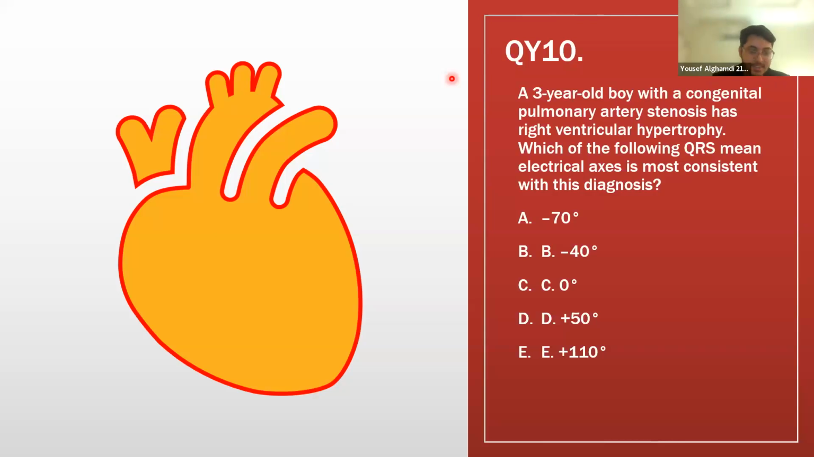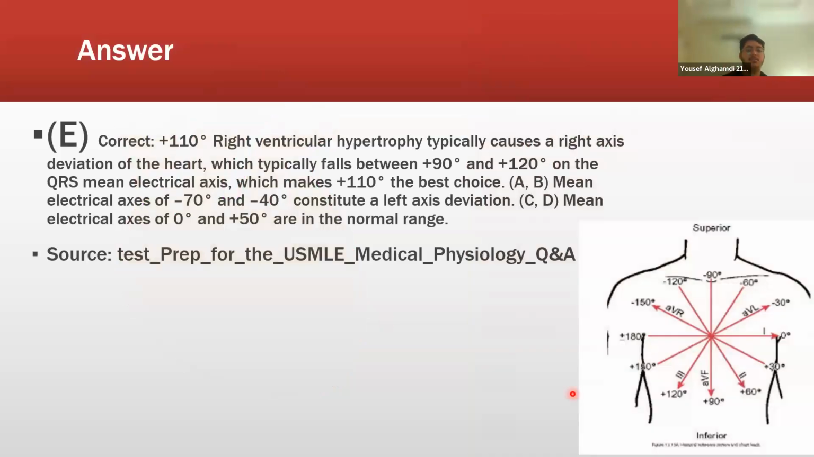So, the boy has right ventricular hypertrophy. Which of the following QRS mean electrical axes is most consistent with this diagnosis? Yes, it is E, 110, because like Yasser said, right ventricular hypertrophy means it is a right axis deviation. And the right axis deviation is 110. Here, this is where I put the picture.